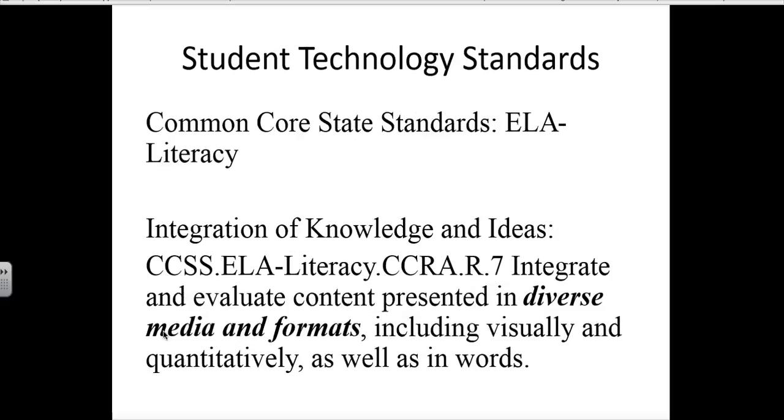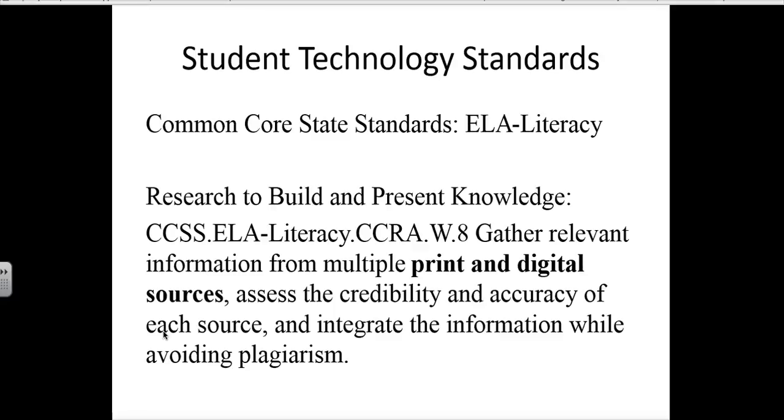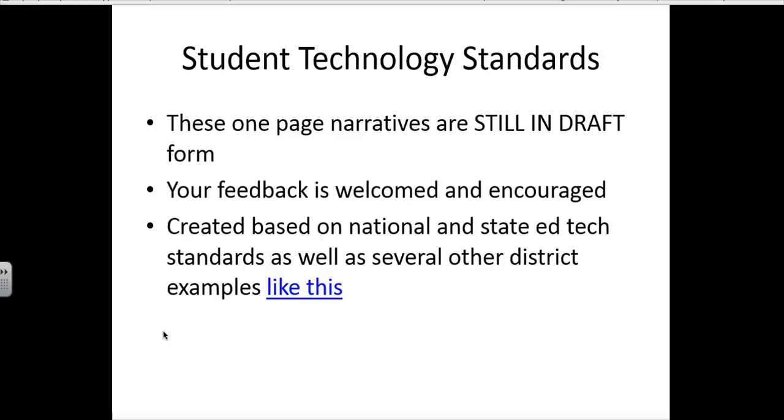Again, I'm not going to read all of these to you. We'll share the PowerPoint with you so that you can read them on your own, but these are some of the Common Core state standards that explicitly state the need for using technology in instruction and in students' demonstration of their knowledge. And so finally, I wanted to talk about the standards specifically, or the narratives that you're about to receive.